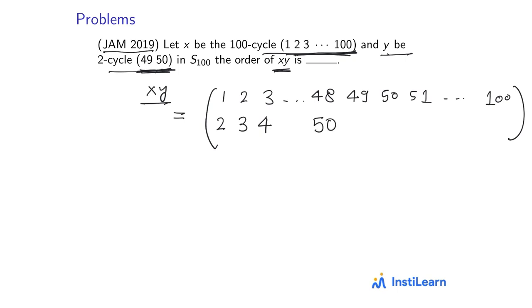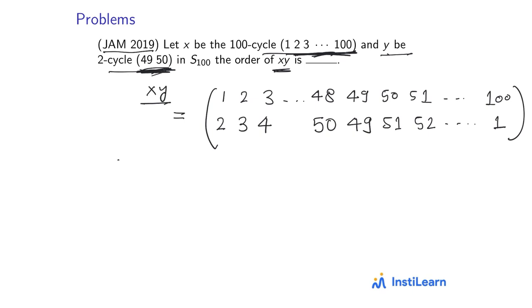Okay, now 49 is going to 50 in the 100-cycle, and 50 is going to 49 in the 2-cycle. So basically 49 is fixed under this product. Now 50 is going to 51 in the 100-cycle, and 51 is fixed in the 2-cycle. So then the thing continues, 51 going to 52, and so on, and then 100 is going to 1. So now we have identified what this permutation is.